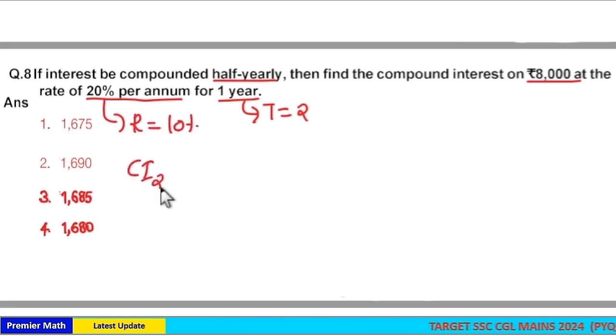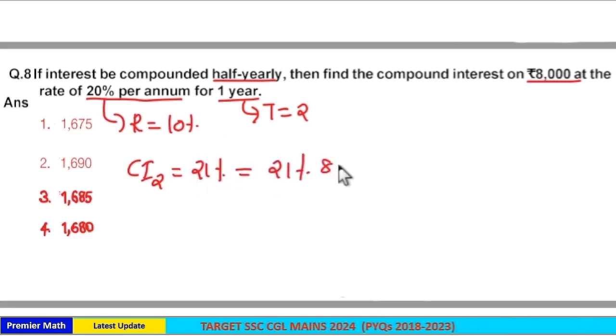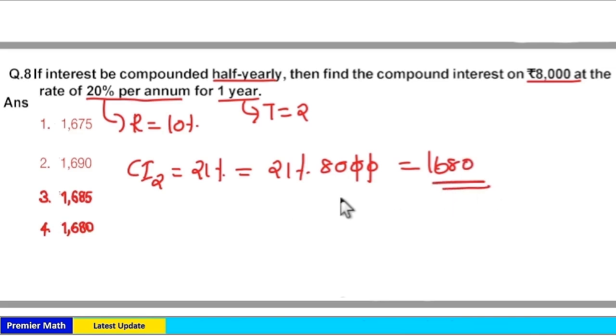Then compound interest for 2 terms at the rate of 10% is equal to 10 plus 10 plus 10 into 10 by 100, that is 21%. So 21% of 8,000 is equal to 21 into 80. That is, 10% is 800, then 20% is 1600, and 1% is 80, so 1680. 21% is 6080. Option 4 is your answer.